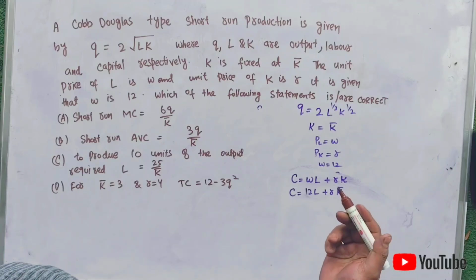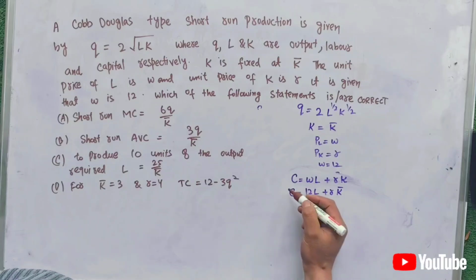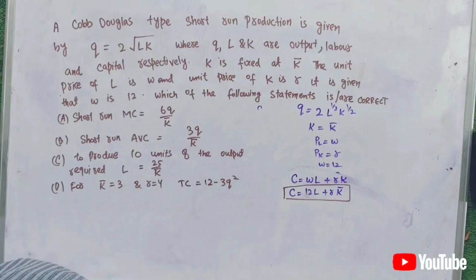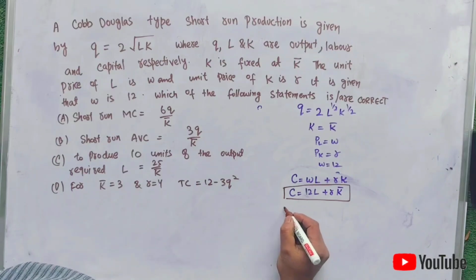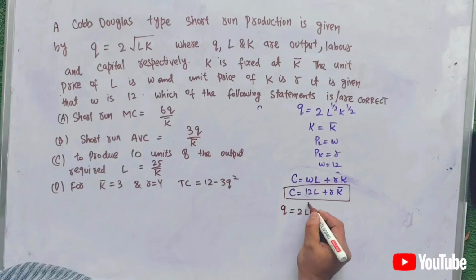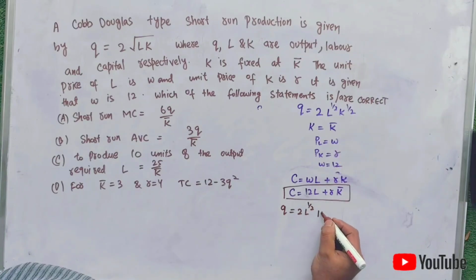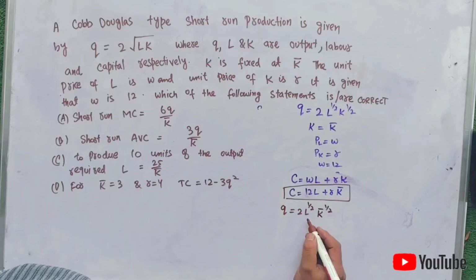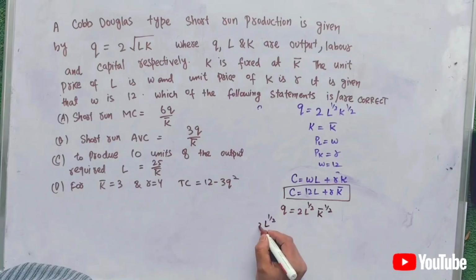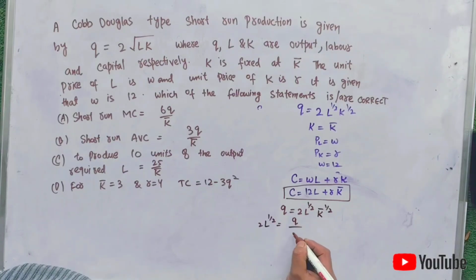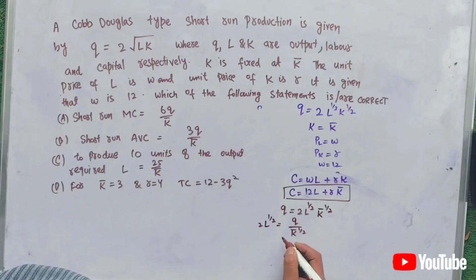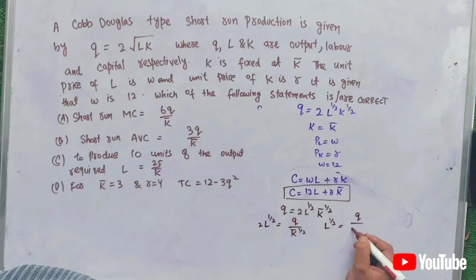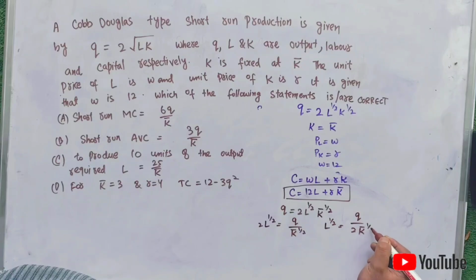So how do we find out the total cost function? We solve this Cobb-Douglas production function. So Q is equal to twice L raised power 1 upon 2. Capital is fixed, so we have K bar raised power 1 upon 2. We need to solve it for L first. So can I write it like this? L raised power 1 upon 2 twice will be equal to Q divided by K bar raised power 1 upon 2, or L raised power 1 upon 2 will be equal to, transpose, it gets divided, so Q divided by twice K bar raised power 1 upon 2.